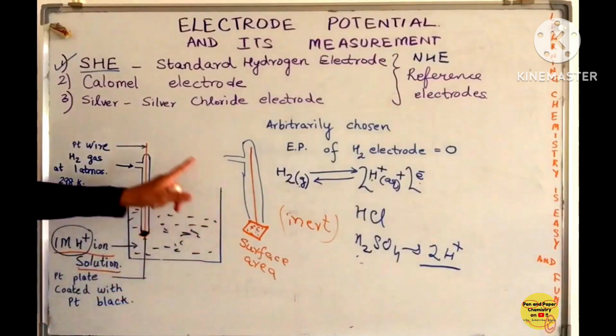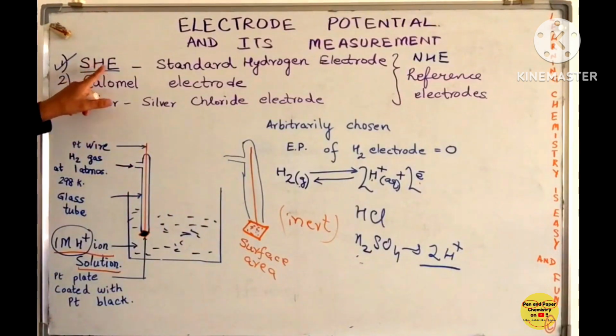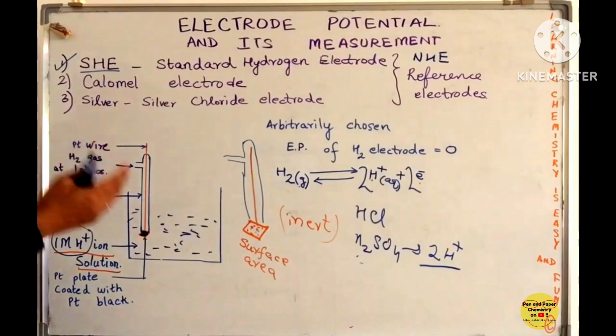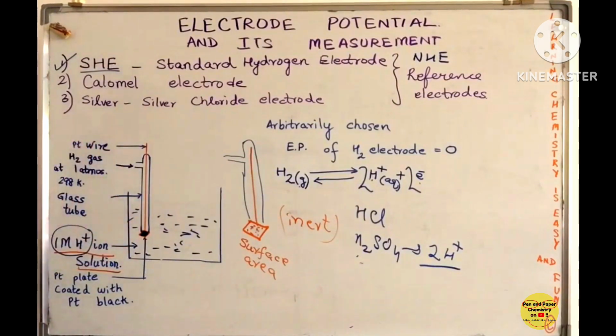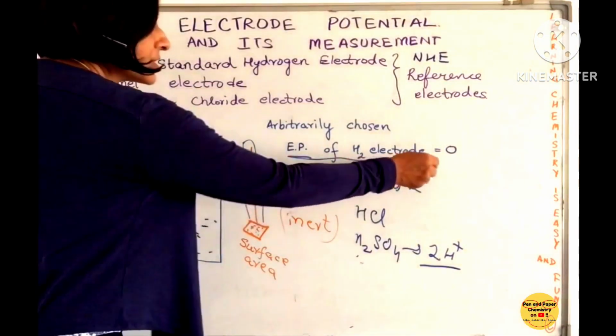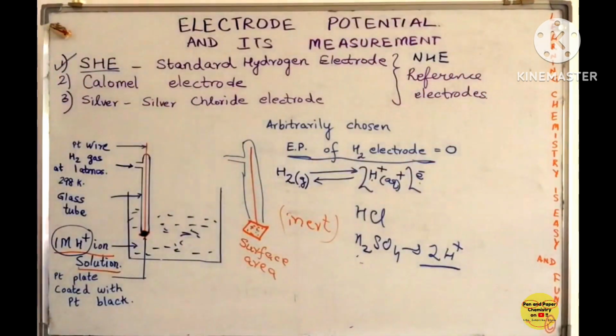Now this complete setup is what we call the standard hydrogen electrode, or SHE. What is the electrode potential of this? How do we measure that? To make it simpler, just like I mentioned that we've chosen certain weights and certain distances as standards, we have chosen the electrode potential of this setup as 0. It's not that it is 0, it is not that there is no interaction, no exchange of ions and electrons happening over here, but we have assumed it for ease of measuring the other electrodes.